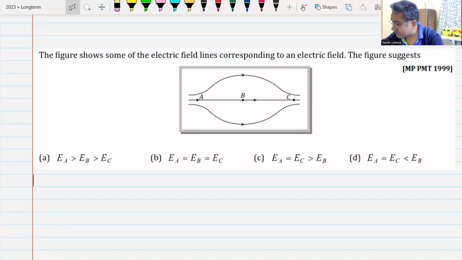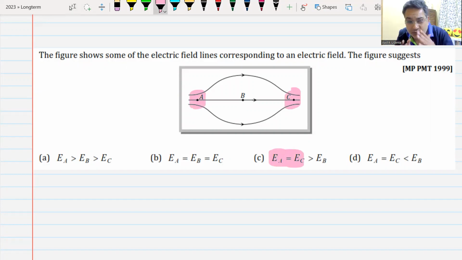Anyone understands this? At point A and at point C, you can see same density. So electric field at point A and C will be equal. They are very close at point A and C, but they are very far at point B. Therefore, it must be greater than B. We understand this, or this has gone above our head? We understood, sir.